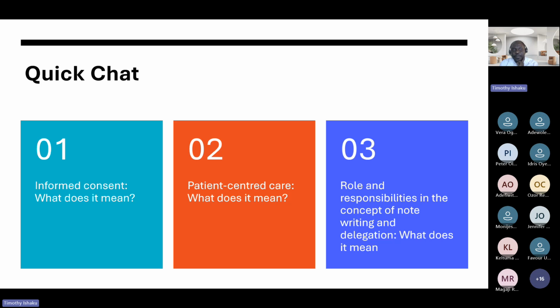Okay, stay with me, Favor, before you go. So thank you. So the explanation that you've given, it's the information. So informed consent means the patient is giving his permission, but before he gives his permission, that's what Favor has explained.